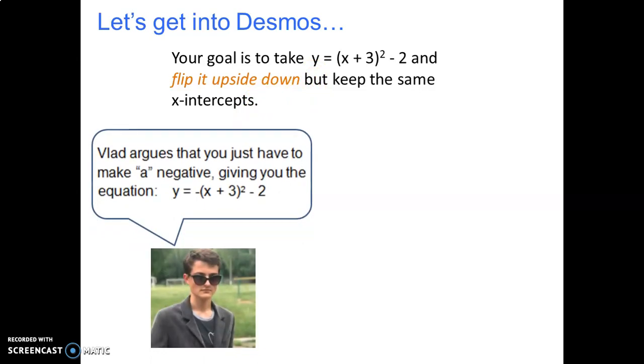Okay, and now Vlad argues that you just have to make A negative. He says just make A negative like this. A was positive 1 here, he made it negative 1, because we know that will make a parabola concave down. So will that work? Will that make it upside down but keep the same x-intercepts?